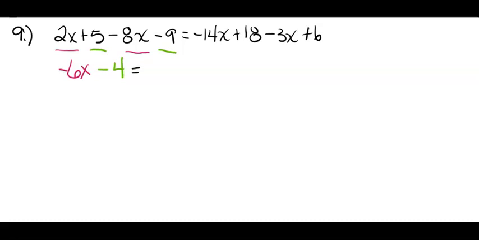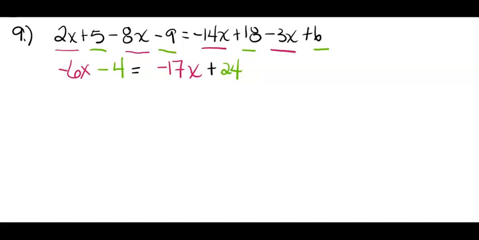And then on the right side, I can collect my variables, negative 14x and negative 3x. They have the same sign, so I add them, and I keep that sign. And then my constants, 18 plus 6. When I add those together, I end up getting 24. So let me write plus 24. Okay, now we have to put the variables on one side and the constants on the other.